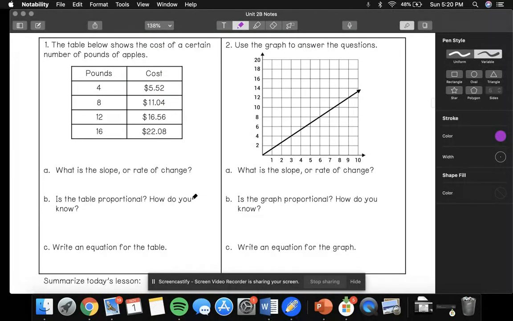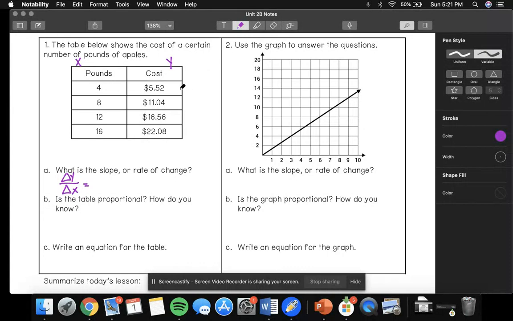Okay. The table shows the cost of a certain number of pounds of apples. So we have the pounds of apples and we have the cost. The first thing in an entry of a table is our input, and the second thing is our output. Okay. So part A says, what is the slope or the rate of change? So we need to find the change in the y compared to the change in the x.